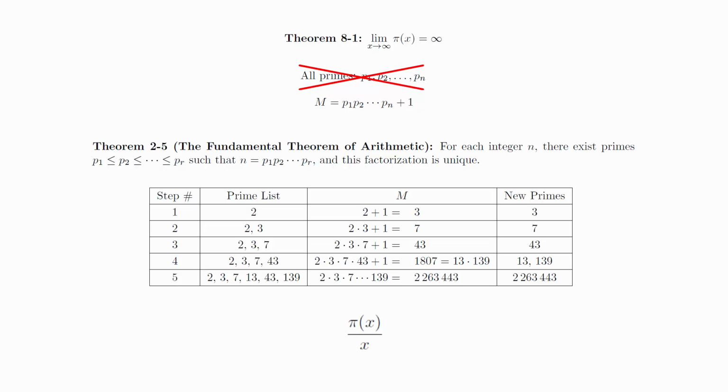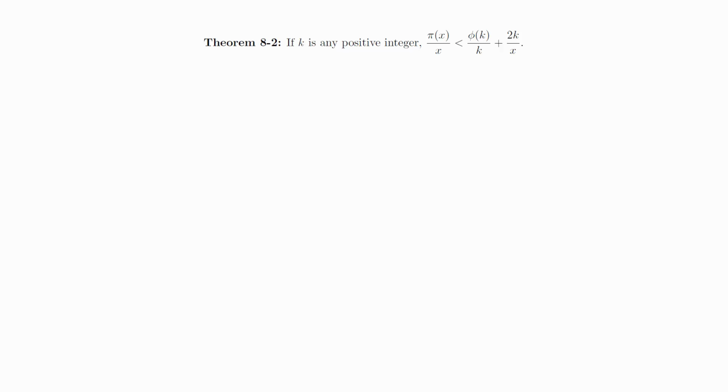The value pi of x over x gives an approximation of the proportion of integers less than x that are prime. In many situations, this value is more insightful than just pi of x on its own. We will now prove a quick result that bounds this value from above. This may look like an unusual formula, but formulas of this type are fairly standard in number theory. Theorem. If k is any positive integer, then pi of x over x is less than phi of k over k plus 2k over x.